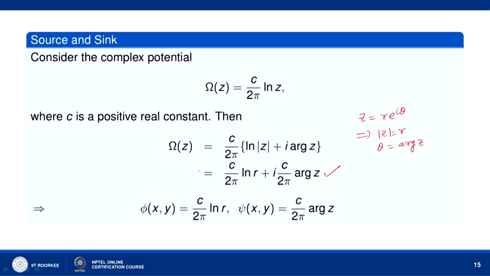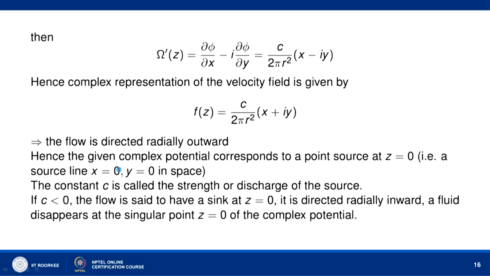Now, omega of z is equal to phi(x,y) plus i psi(x,y). So this gives you phi(x,y) equal to c over 2 pi ln r and psi(x,y) equal to c over 2 pi argument of z. And then what we get is omega dash of z. Now, omega dash of z we know is phi x minus i phi y.